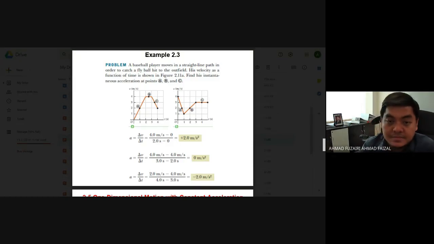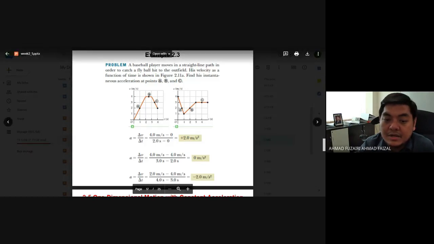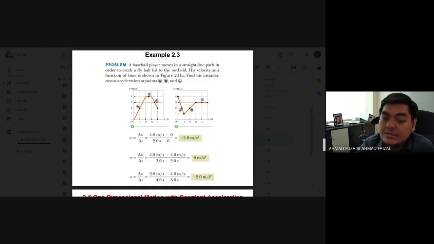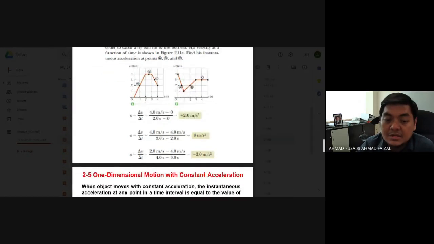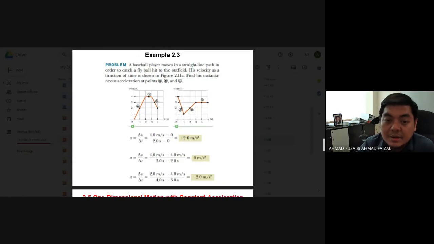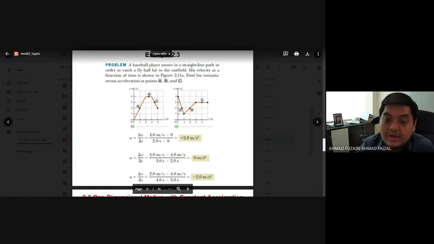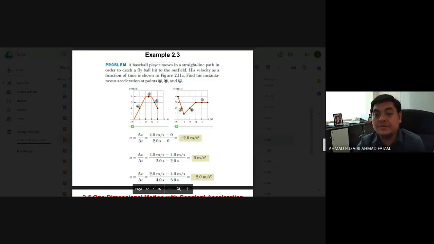How about part B? Part B, dia nak tahu dekat mana. Okay, part B. So definitely 4 dengan 4. So atas kosong bahagi dengan bawah 1. Definitely you will get 0 instantaneous acceleration. And on part C dia ada negative. Of course, you should put the value negative 2 meter per second square. Don't forget about the unit. Okay, unit is always important.